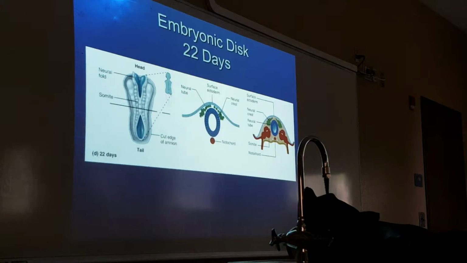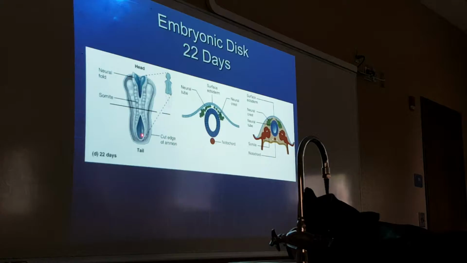22 days, 2 days later, we've completely closed that neural structure, and it's going to give rise to the spinal cord and brain. Okay, and we have the surface of the ectoderm, which is going to become the epidermis, and these little structures have developed along the edge of the central nervous system. They are called somites. Okay, and we'll see what they're all about.